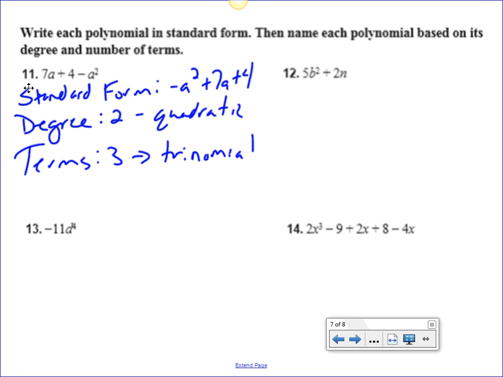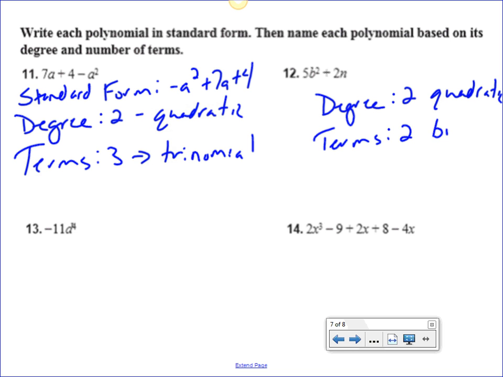Okay, so let's try this next one. It's already in standard form. So then the next thing we just need to talk about is the degree. So it's again degree 2, so it's a quadratic. And the number of terms, there's 2, so it's a binomial.